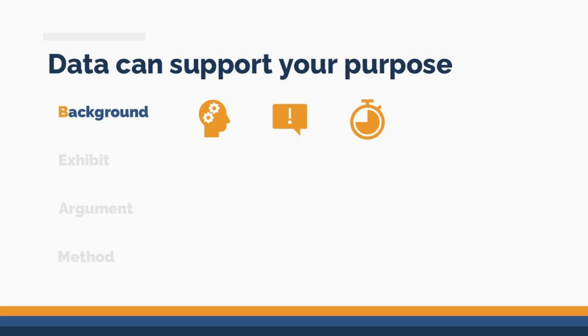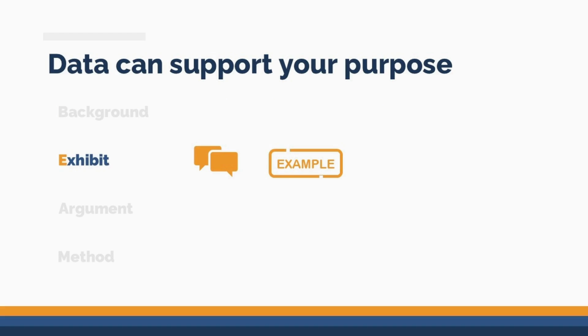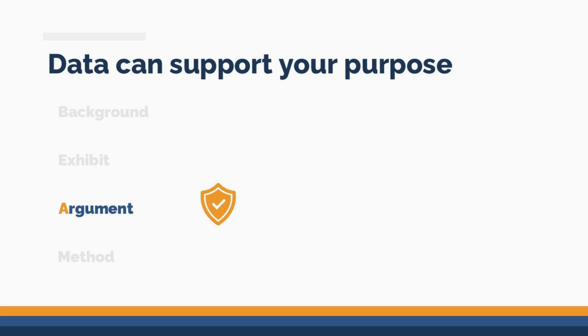Background. Could data help you establish the context, importance, or timeliness of your topic? Exhibit. Would using data help you tell a compelling story or example? Argument. Would one of your main points be more credible and convincing with data as a source? Method. What can data tell your audience about applying the information? Let's go through an example together.